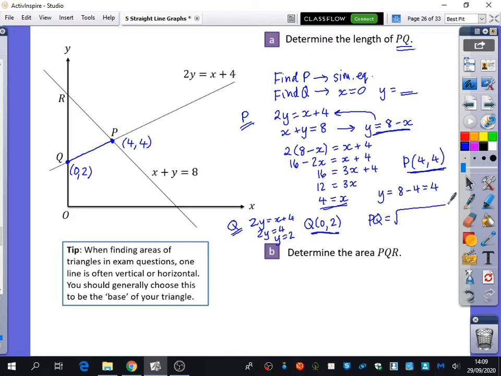And it's going to be the square root of the difference between the x's. What's the difference between the x's? 4. And the difference between the y's? 2. We've got 2 and 4. The difference between that is 2. So it's root 16 plus 4, which is root 20. And root 20 is the same as 2 root 5. And remember, you can use calculators if you find you're getting a bit slow with some of these things. Okay? So the distance PQ is 2 root 5.